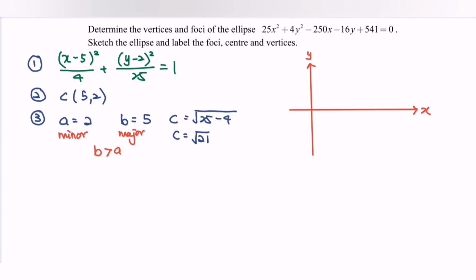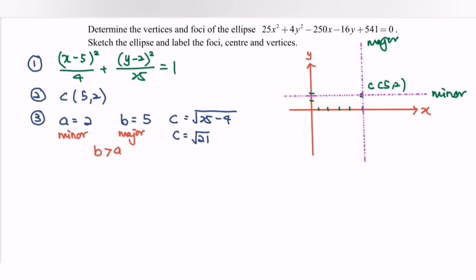So kindly refer to the xy axis. In here, kindly plot the center. Here we have 5, 2. 1, 2, 3, 4, 5, and then 1, 2. So here we have the center of the ellipse. Here we have the purple dotted line, which is the major and the minor axis. Kindly refer to the situation where B is greater than A, so the y would be the major and this one would be the minor. For your information, the major and the minor axis have an intersection point, which is what we call the center.